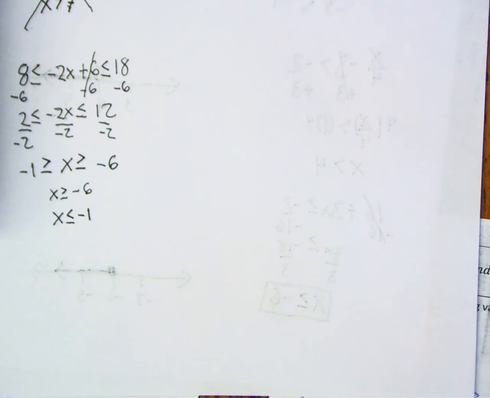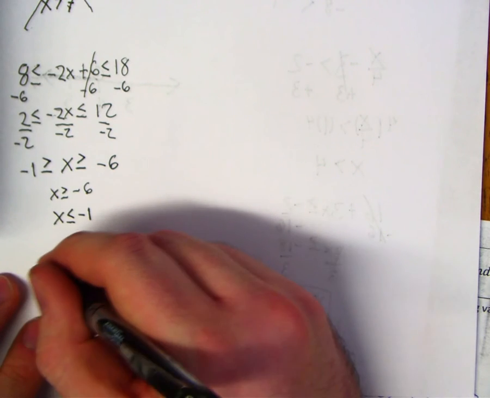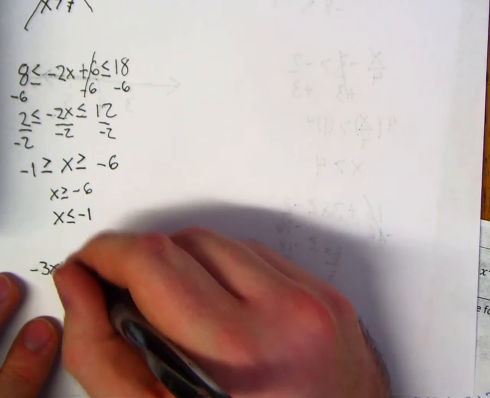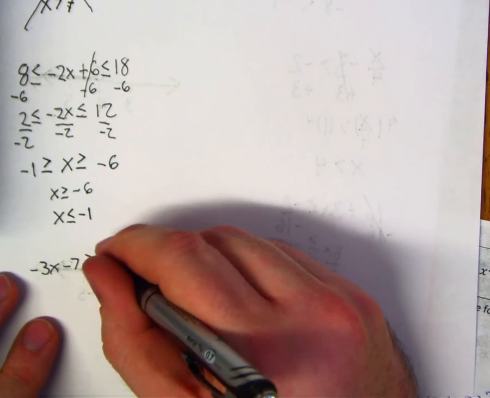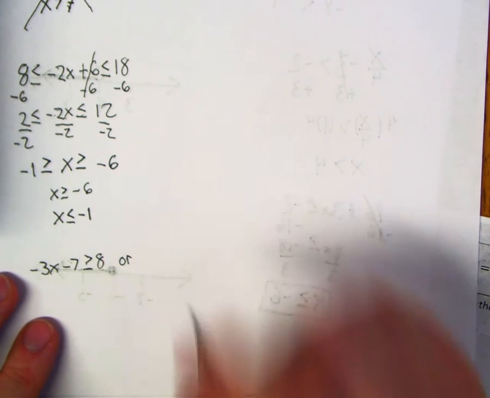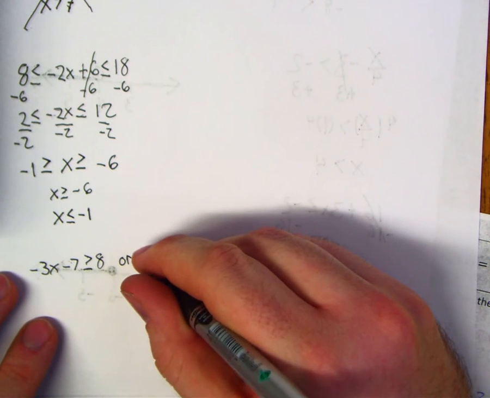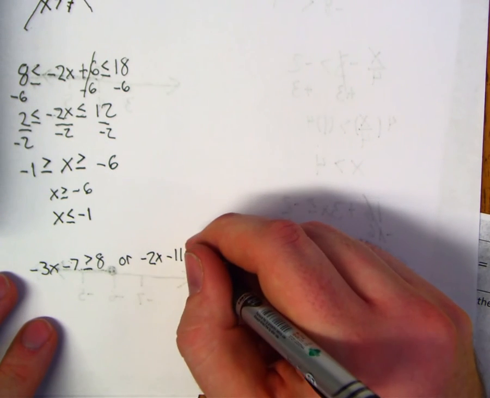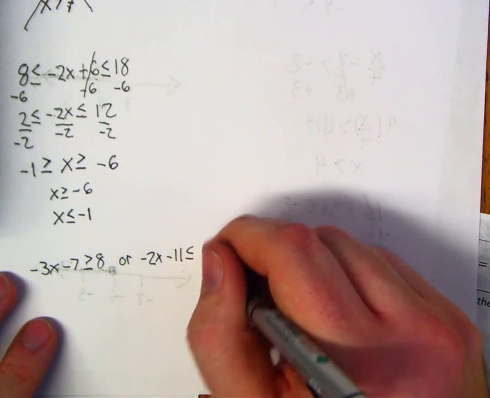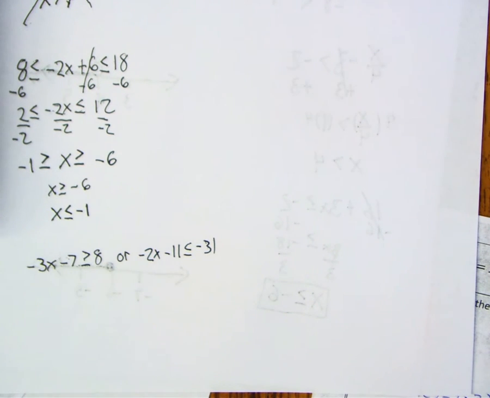This time we're going to play with one that's literally two equations, but at different times. Here we have the problem -3x minus 7 greater than or equal to 8. This is our other case of inequalities because we have an OR in this situation. And we have -2x minus 11 less than or equal to -31. So now we have a two-part situation.